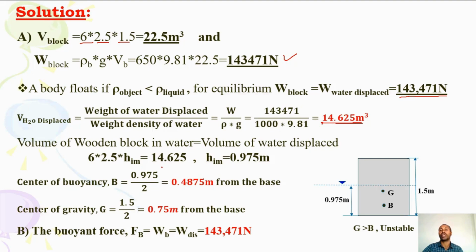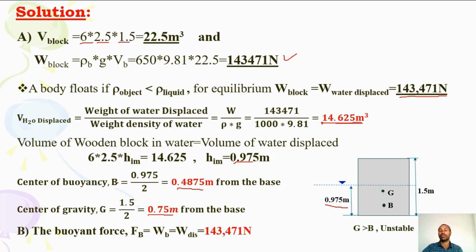To find what height is submerged in water, the height is computed as 0.975 meter. This is the height immersed by the block. The center of buoyancy will be the immersed height over 2; you simply divide the height of submergence by 2, measured from the base. The center of gravity is again 1.5 divided by 2, which is 0.75 from the base.